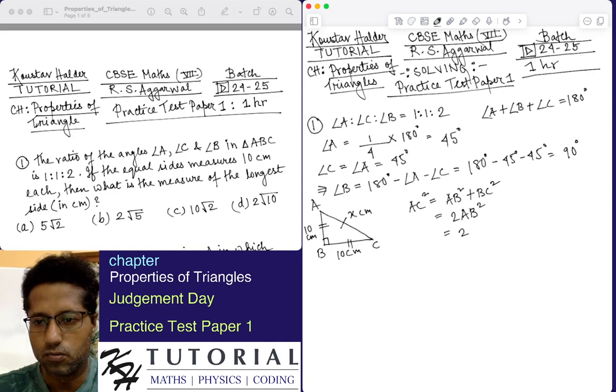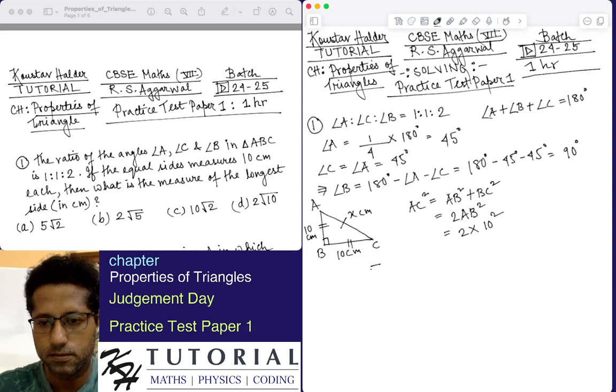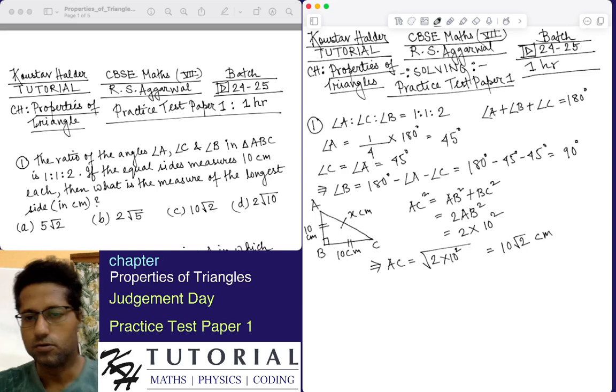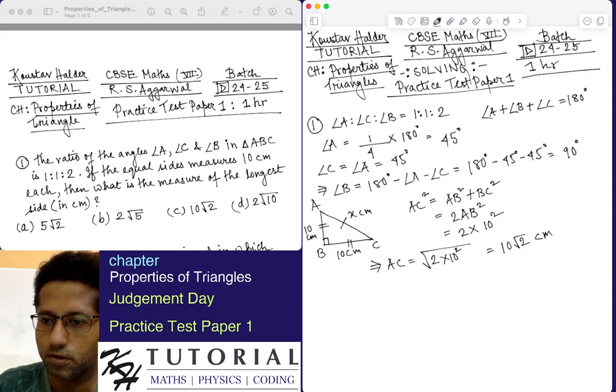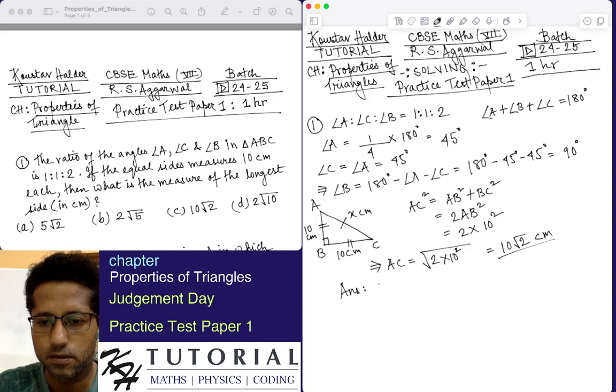Now this is equal to 2 into, what is AB? AB is 10 square. So this implies AC, that is the hypotenuse, is equal to square root of 2 into 10 square. This is 10 root 2 centimeter, because all the units are given in centimeter. So the longest side, which is the hypotenuse, is 10 root 2 centimeter, and so the answer is choice C.